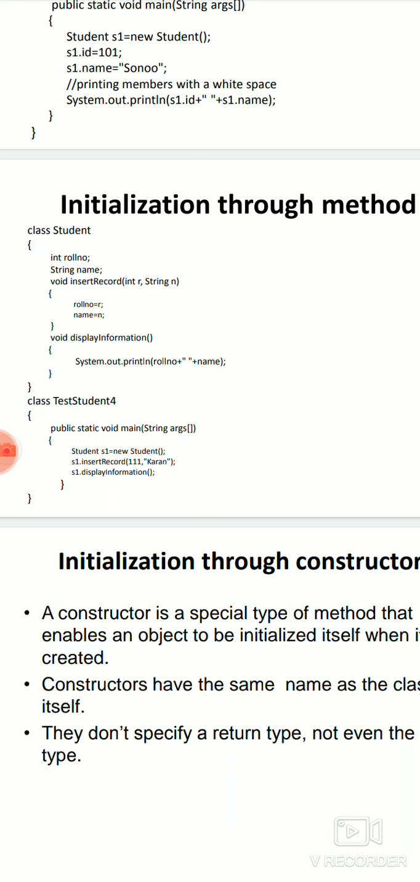So now I can simply write s1 dot insert record. This will match the first function, that is void insert record. And inside this we have two parameters, int r and string n.